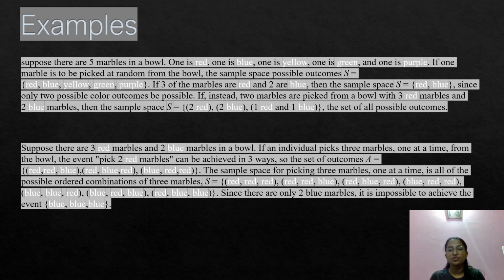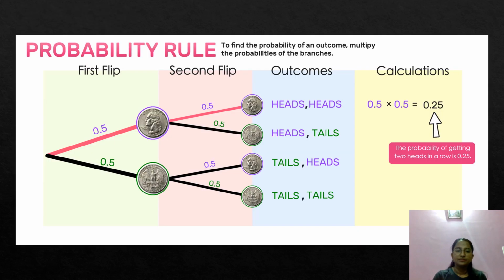The sample space for picking three marbles one at a time is all of the possible ordered combinations of three marbles: red, red, red; red, red, blue; red, blue, red; blue, red, red; blue, blue, red; blue, red, blue; red, blue, blue. Since there are only two blue marbles, it is impossible to achieve the event blue, blue, blue. Okay, now this is for reference.